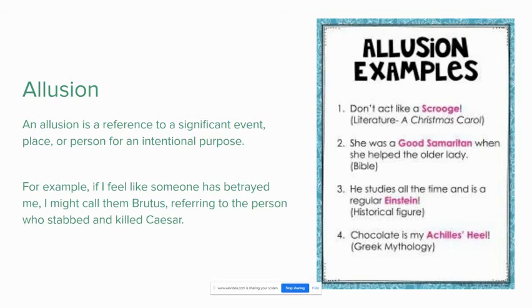Okay? If I call someone Scrooge, I am referring to a famous character in literature, so I don't have to explain that that person is greedy, that person only cares about themselves. By calling them Scrooge, that's evident. If I call someone Einstein, I don't have to explain that I think that person is really smart, because by referring to Albert Einstein, a historical figure, that point is already made for me. So allusion is a really powerful way to make a point without having to explain a lot.